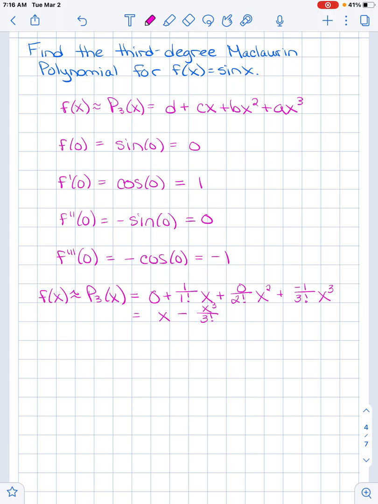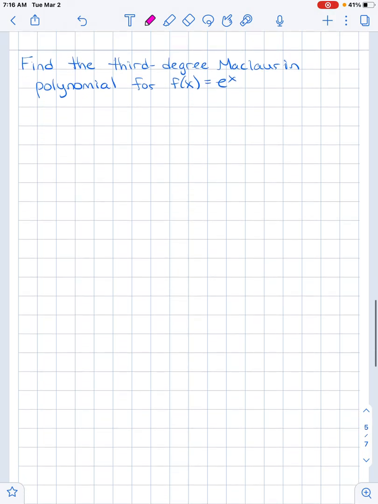Okay, now let's try one that we haven't seen yet. Find the third degree Maclaurin polynomial for e to the x. I'm going to give you a chance to go try that. So pause this, go try. Okay, welcome back.